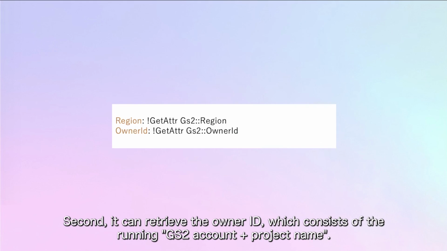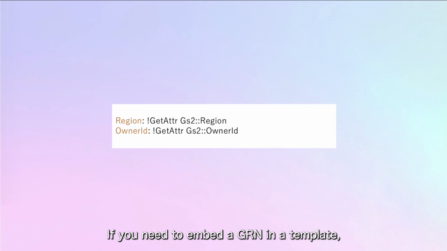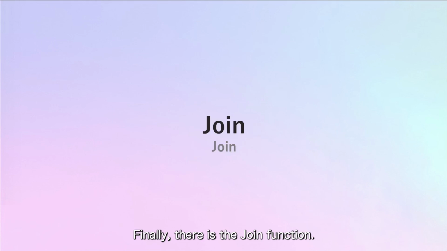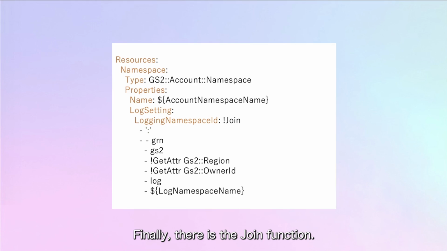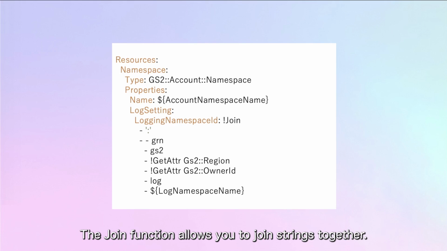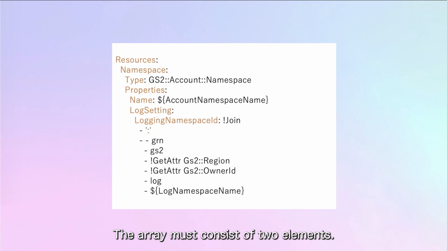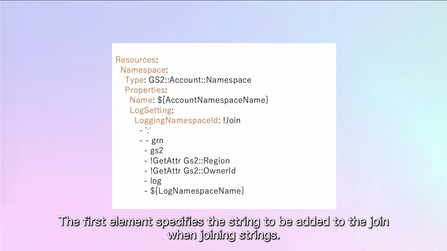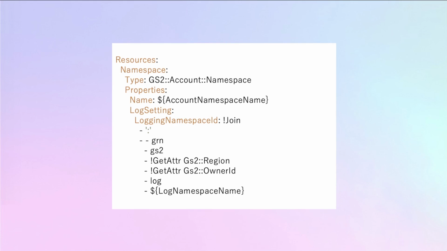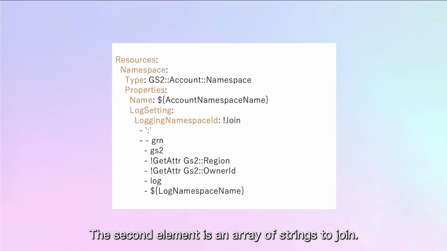Second, it can retrieve the owner ID, which consists of the running GS2 account plus project name. If you need to embed a GRN in a template, you can use the value obtained from this function to increase the portability of the template. Finally, there is the join function. The join function allows you to join strings together. The join function accepts a single array parameter. The array must consist of 2 elements. The first element specifies the string to be added to the join when joining strings. The second element is an array of strings to join.